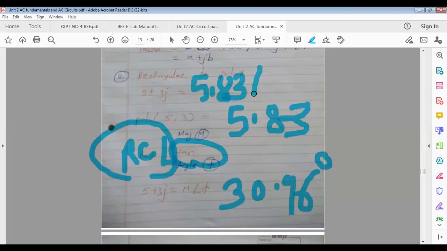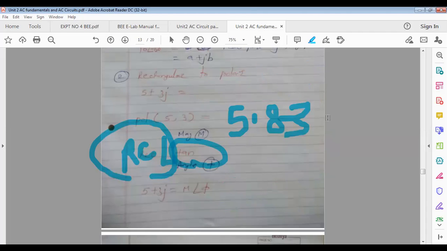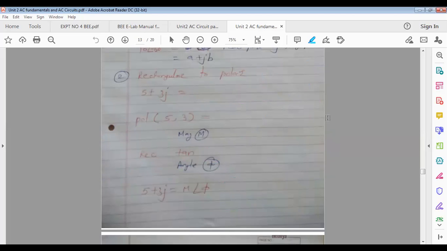5.83 at an angle of plus 30.76 degree. Is this clear to everyone? Any difficulty up to this? Yes, ma'am. No, ma'am. Okay, got it. So polar to rectangular, rectangular to polar, you can do here.